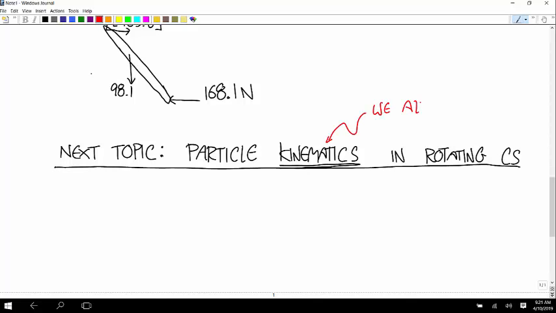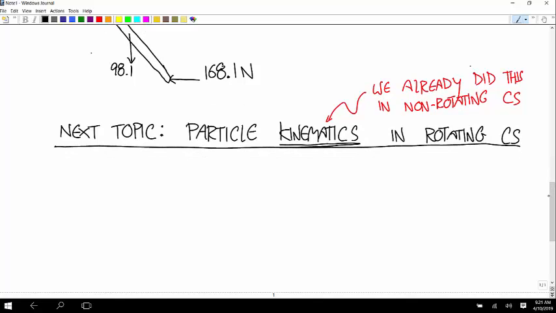So we already did this in a non-rotating coordinate system. But there are a lot of times where it's helpful or necessary to use a rotating coordinate system, and it complicates things a lot. So I want to first explain mathematically a little bit and intuitively where the problems come from, where the difficulties come from with this.